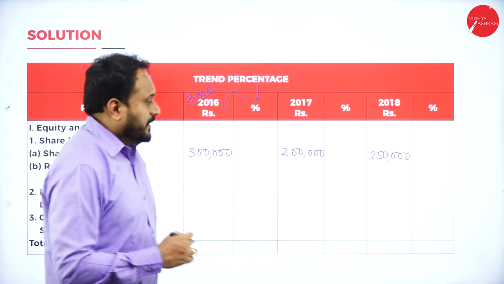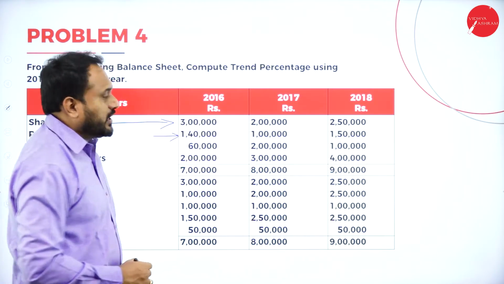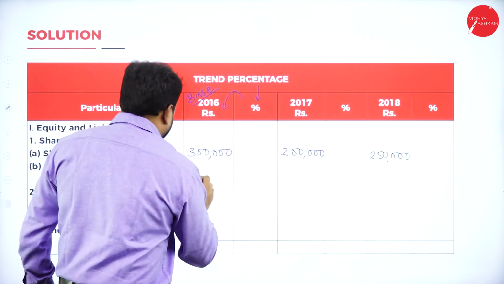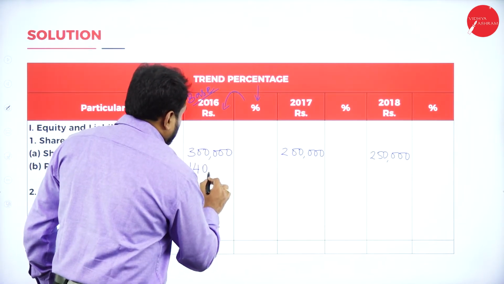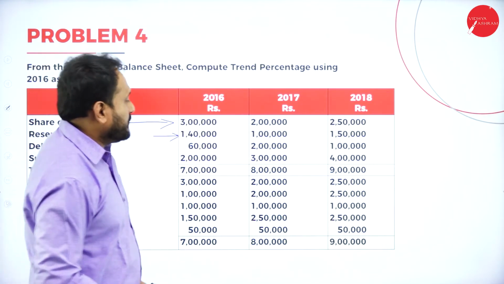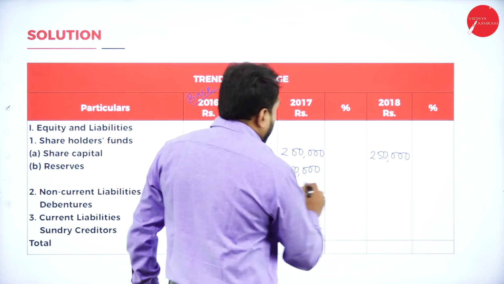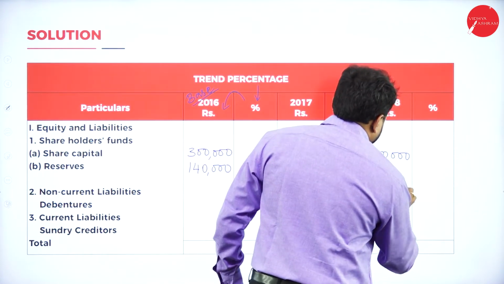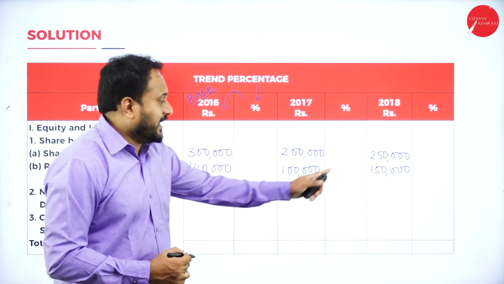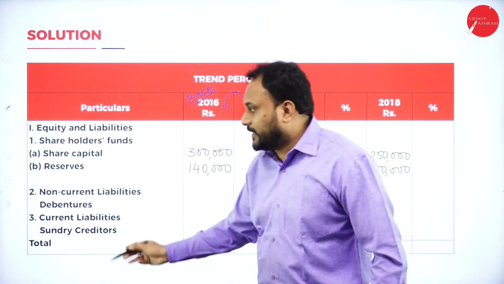2,50,000. Done. Next, we have reserves. So reserves is 1,40,000, 1 lakh and 1,50,000. So we'll go with 1,40,000. Next is 1 lakh and 1,50,000. So we'll write 1 lakh and 1,50,000. See, copy paste is what we are doing right now. We'll go with the format, then copy paste.